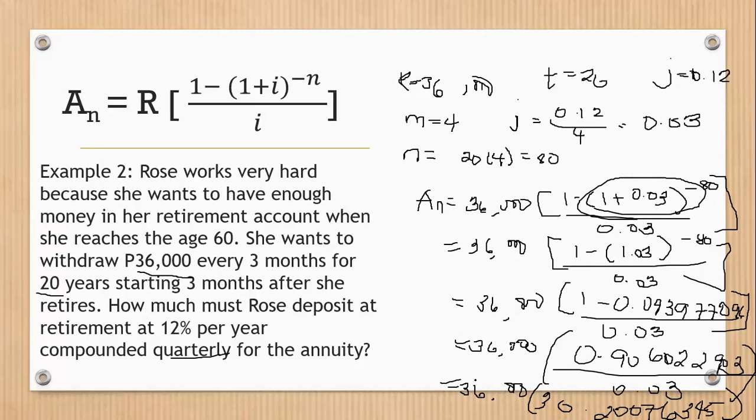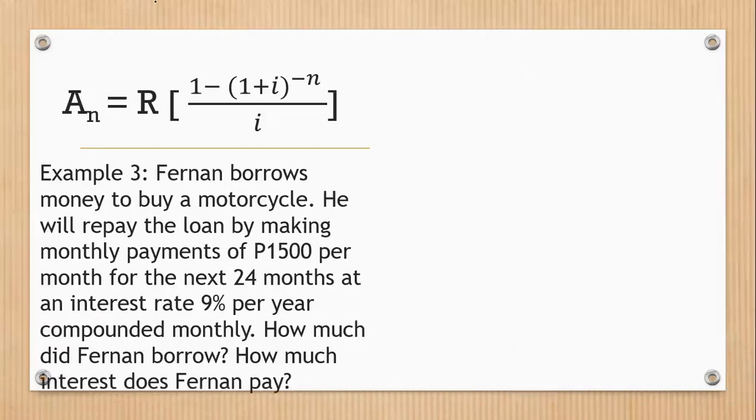36,000. So we can have, dapat daw po ang maipon ni Rose bago siya mag-retire para mag-last ng 20 years. So, 1,087,227.48. Ito daw po ang pera, ang present money po ni Rose para magkaroon siya ng 36,000 na pension every 3 months.